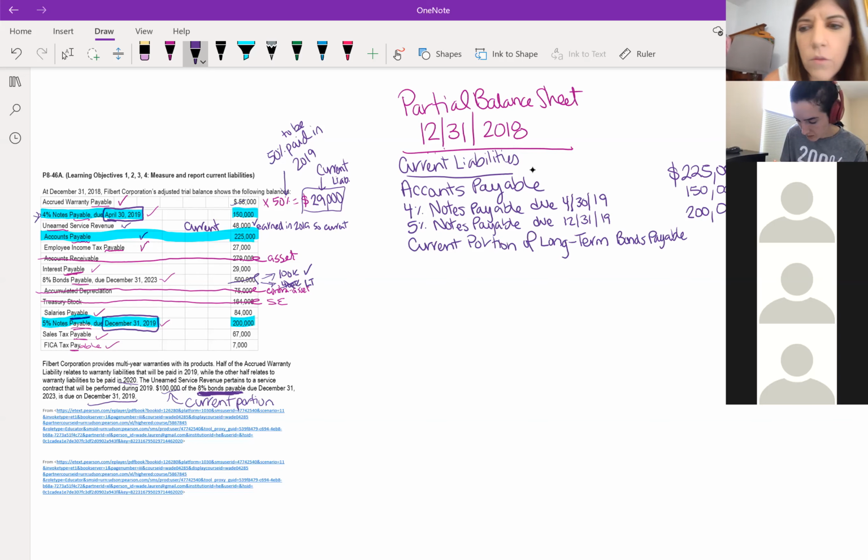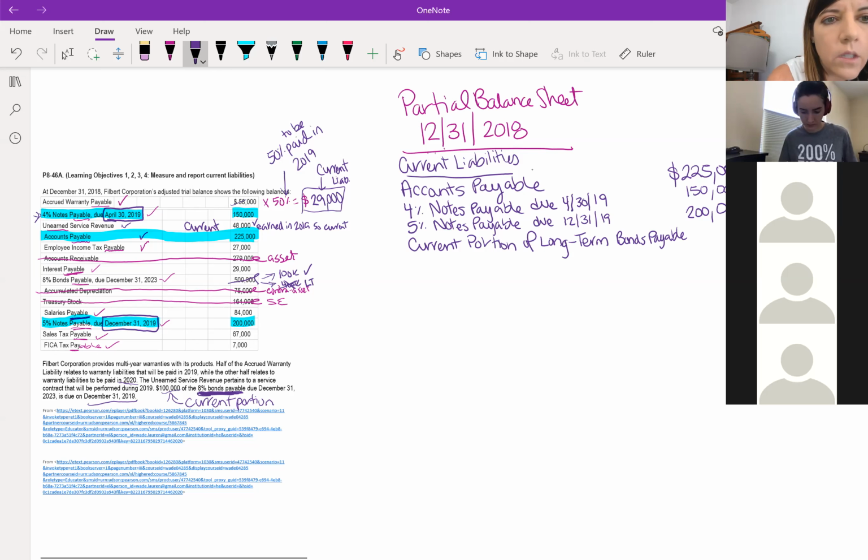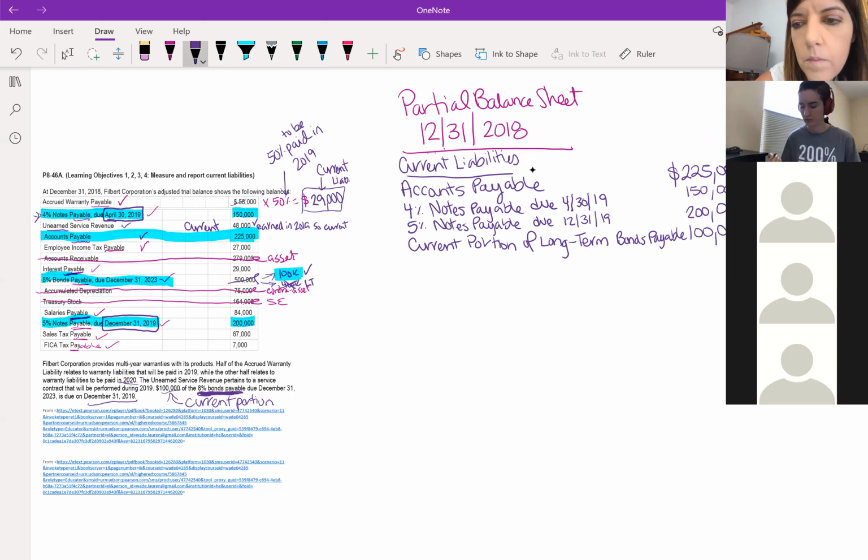So remember, we kind of went over that at the beginning of chapter 8. The current portion of long-term debt is what we usually call it. They're calling it current portion of long-term bonds payable. And that means how much of the principal is going to be paid out on those bonds during the coming year. And we know that it's 100,000. So we carve it out of that. And I'll put a little asterisk next to this one because you did have to calculate it.